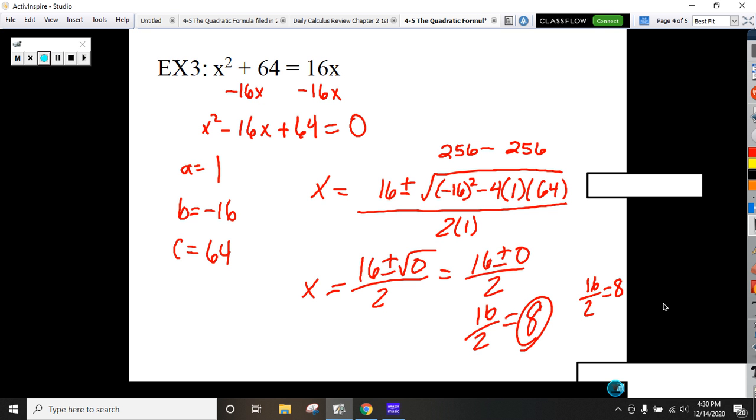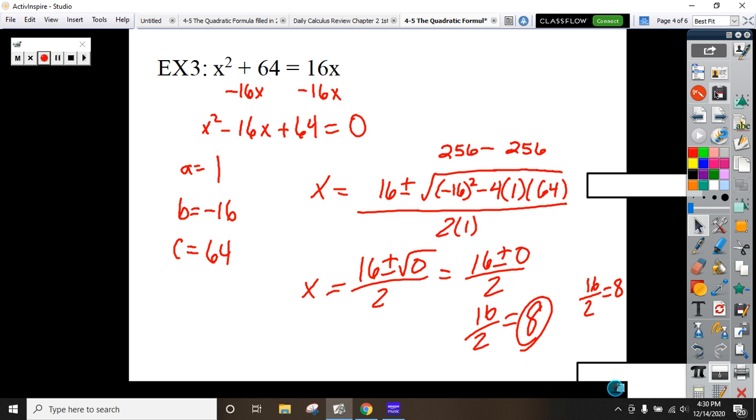This happens every once in a while. It doesn't happen a ton, but it is possible, and that's if you have to take the square root of 0, because whether you take 16 plus 0 or 16 minus 0 and then divide it by 2, you're always going to get 8. So that is the unique thing that happens with that. And so then one last example.